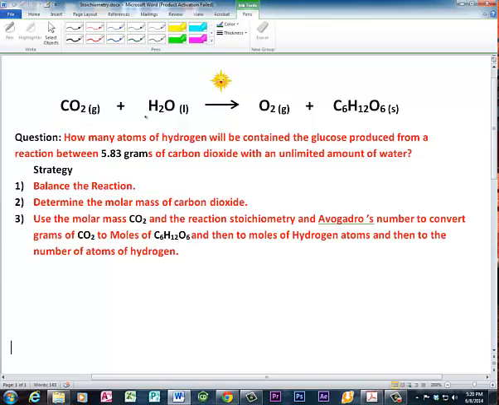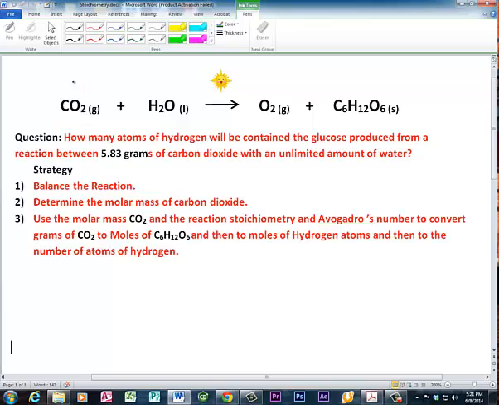So we use reaction stoichiometry to solve those kinds of problems, and I'm going to do several different versions for you that hopefully will help you learn this particular skill. Now, here's a question that we're going to deal with. How many atoms of hydrogen will be contained in the glucose that's produced from a reaction between 5.83 grams of carbon dioxide with an unlimited amount of water?